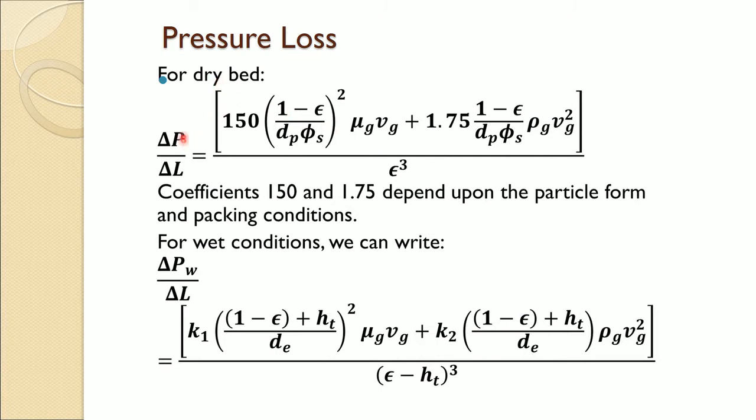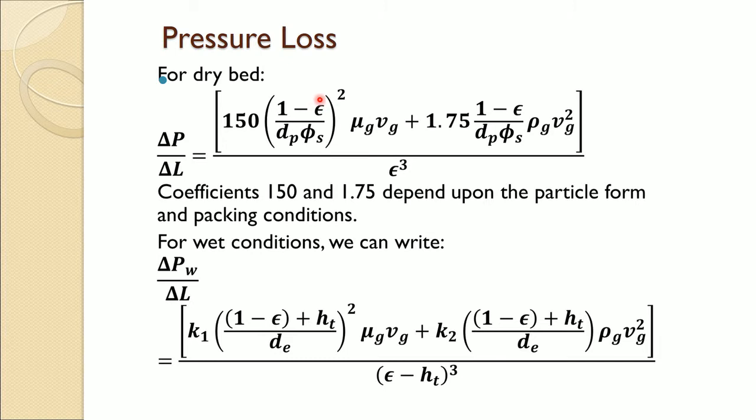So, for a dry bed you can calculate the pressure drop per unit length using the Ergun equation, where the coefficient 150 is used, and this coefficient depends on particle form and the packing condition. However, in terms of the liquid flow condition, the pressure drop is again given by the same equation, but in a little modified way.